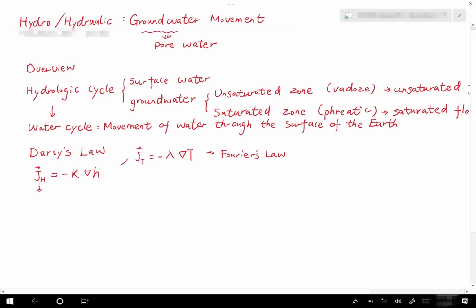So this is called heat flux or thermal flux. And this K is called hydraulic conductivity. Oh, sorry. It's water flux. Apologize. And the H is water head.